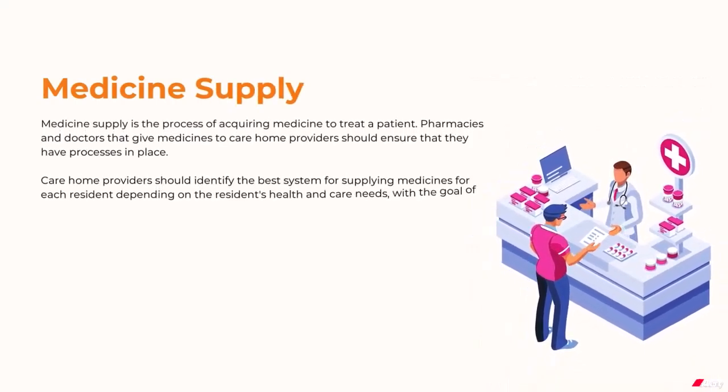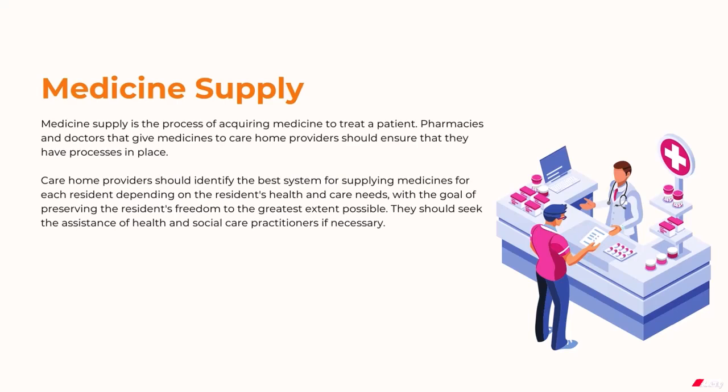Medicine supply. Medicine supply is the process of acquiring medicine to treat a patient. Pharmacies and doctors that give medicines to care home providers should ensure that they have processes in place. Care home providers should identify the best system for supplying medicines for each resident depending on the resident's health and care needs, with the goal of preserving the resident's freedom to the greatest extent possible. They should seek the assistance of health and social care practitioners if necessary.